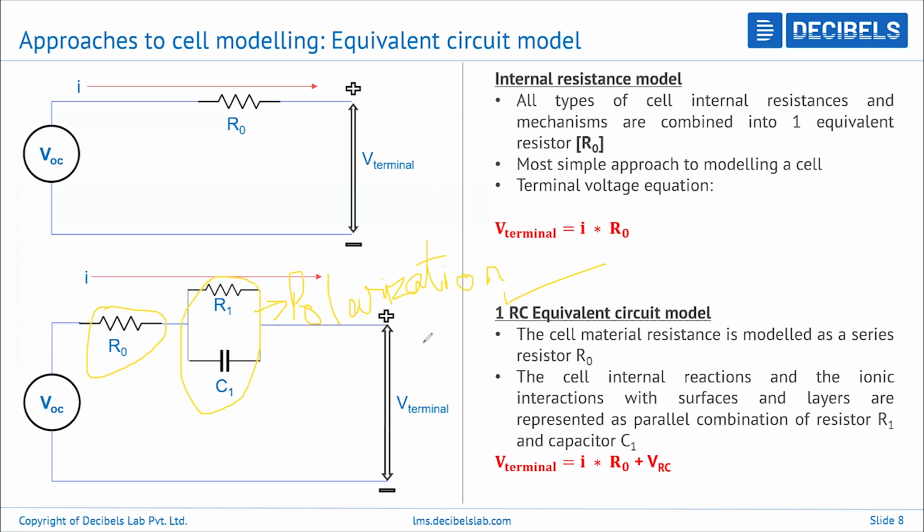Right, so this is basically to do with the chemical reactions. Apart from considering bulk resistance, we are also considering one of the most important parameters, that is polarization. R1 has to do with the resistance that is called polarization resistance, and C1 is also called polarization capacitance. If you consider the terminal voltage, once again it's kind of direct. We just have to consider the voltage drop across R0 and the voltage drop across the RC circuit.